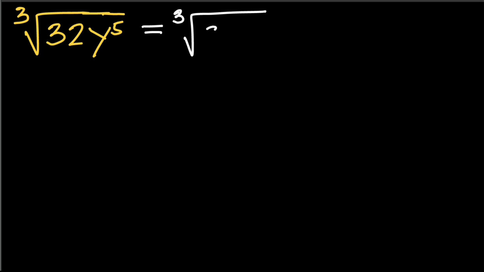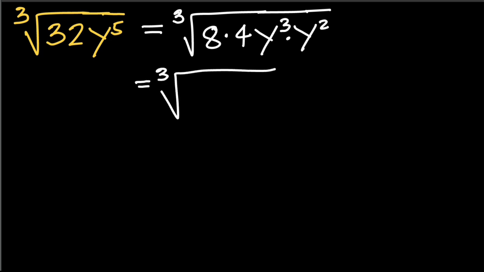So 32 can be written as 8 times 4. Then y to the fifth can be written as y cubed times y squared, because they have the same base, we just add the exponents from the law of exponents. Then the cube root of 8 can be written as 2 cubed, times 4 y cubed times y squared. And now we can simplify this.